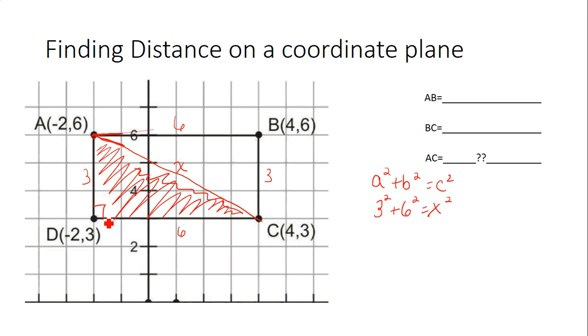And you could see I'd have a 90-degree corner right here, and I could go ahead and calculate that. 9 plus 36 equals x squared. When I add those two together, I get the square root of 45, and then I could go ahead and simplify this. Square root of 9 times square root of 5, so 3 square roots of 5 would be my distance from A to C. So there's no way I was going to ever count those boxes to find that, but I could use the Pythagorean theorem if I want to.